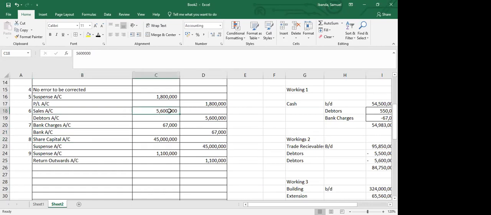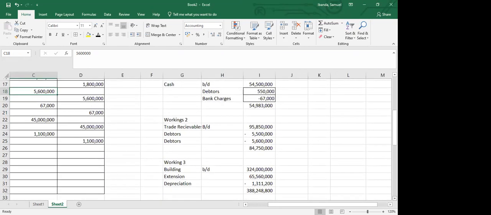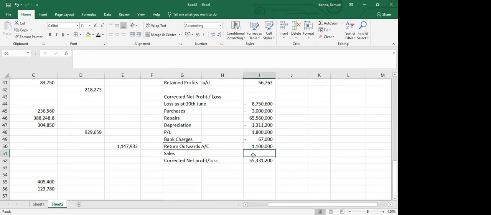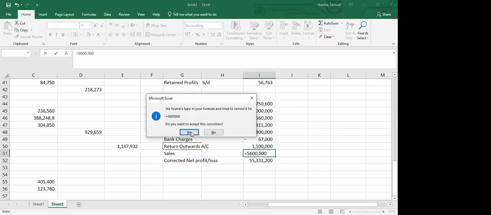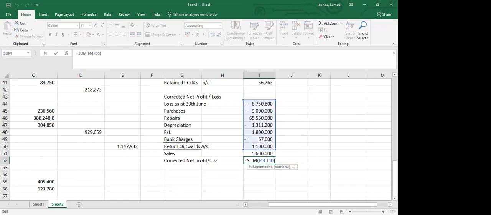Now our question is the sales, the 5.6. If you have your sales being debited, it means that your sales are being reduced. Now, when your sales are being reduced, it means that even your profits are being reduced, because higher sales, higher profits. So the 5.6 here would actually reduce our profits. So I'm going to reduce another 5.6 here, like that. That is why it's good for you to go back and review your question to make sure that you've not left out anything at all.